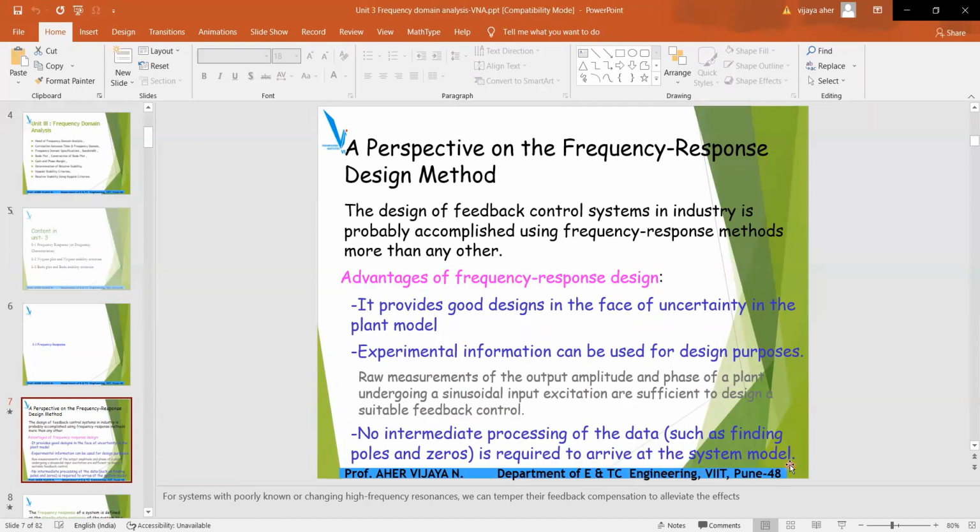So here you are not going to find the poles and zeros, or roots of the characteristic equation. Here you do nothing of that sort. So no intermediate processing of data is required to arrive at the system model. So these are the advantages of frequency response design methods, and hence we are using frequency domain analysis.